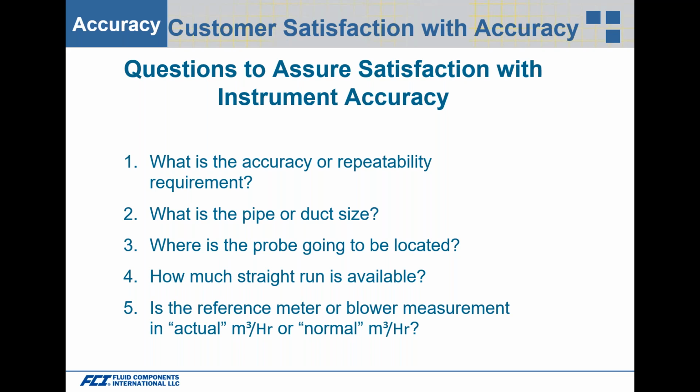And then, is the reference meter or blower measurement in actual or normal? Many times the flow meter that's installed is compared to a blower output. And that blower output typically is in actual cubic meters per hour, or standard cubic feet per minute, as compared to a thermal mass flow meter where it's a standard, it's a normal, it's based on pressure and temperature. And therefore, you cannot take a blower curve and use that to compare to the flow meter without making corrections for pressure and temperature.